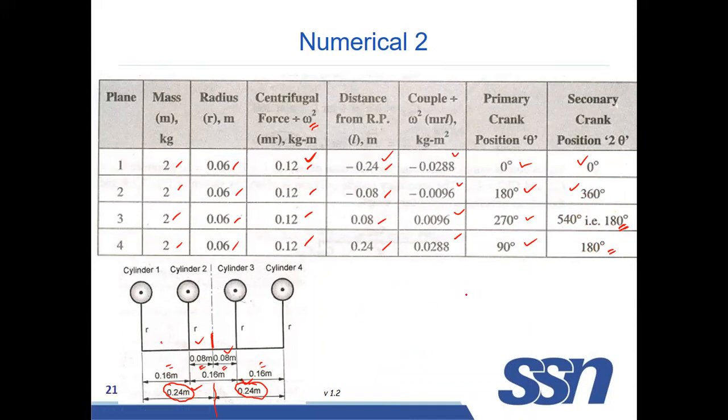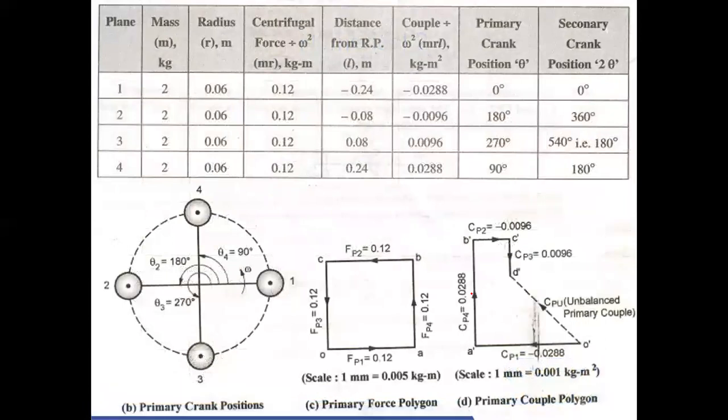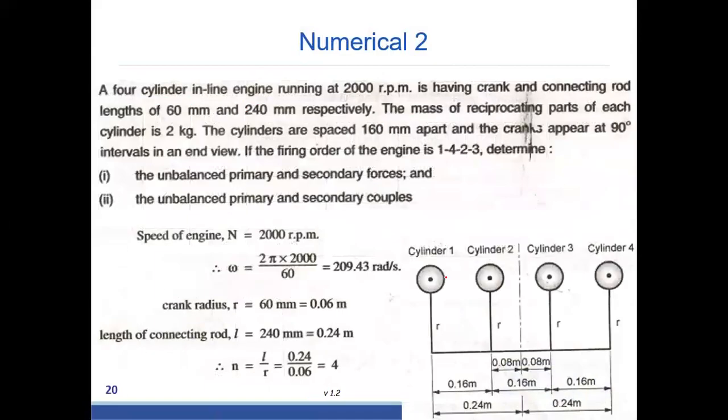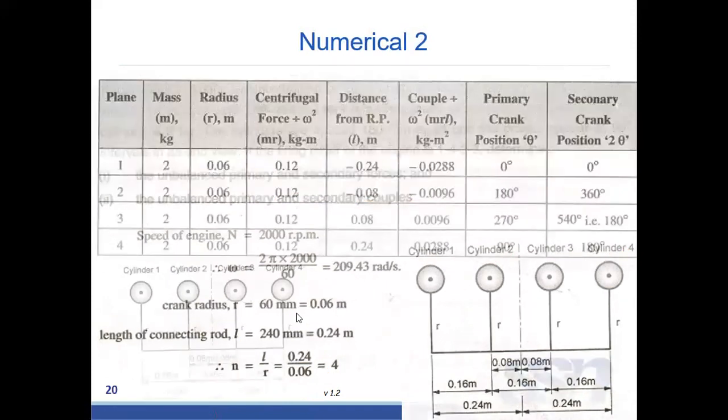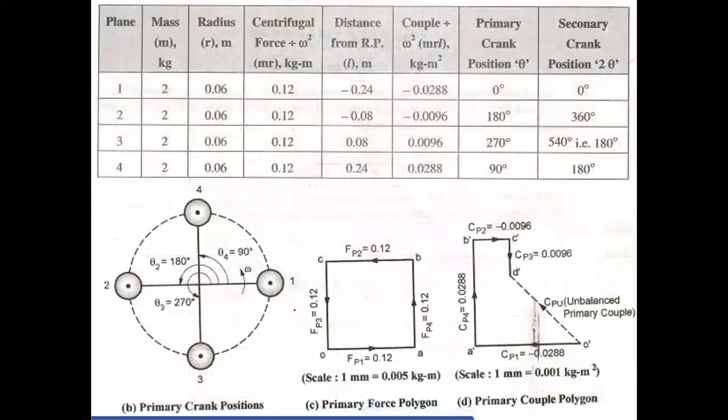Now we have to draw the polygon and find the unbalanced forces. So what do you have to do in this problem? You have to find the unbalanced primary and secondary forces and the unbalanced primary and secondary couples. Now we have to draw the force polygon and the couple polygon: the primary force polygon and the primary couple polygon.